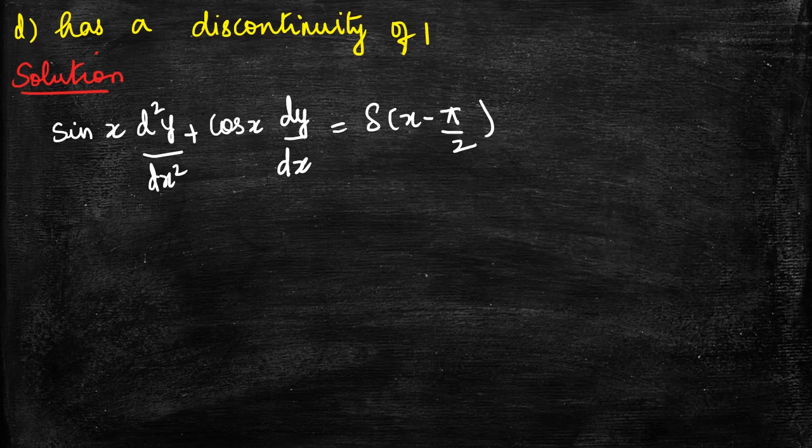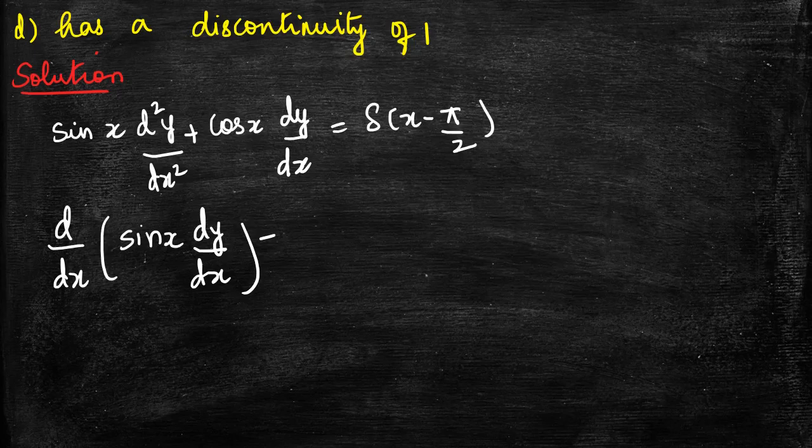So here we will use d by dx of sin x dy by dx is equal to delta of x minus pi by 2. So if you see here, I'm just simplifying this LHS.